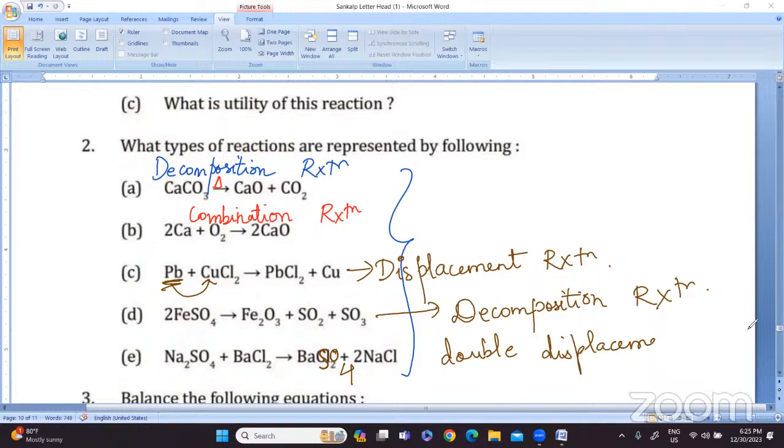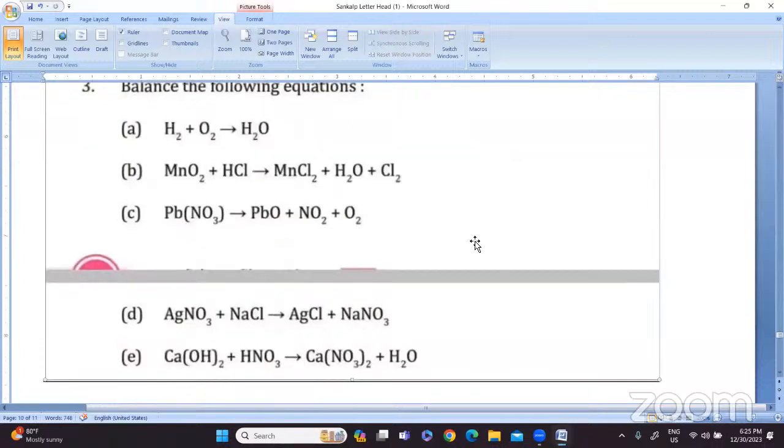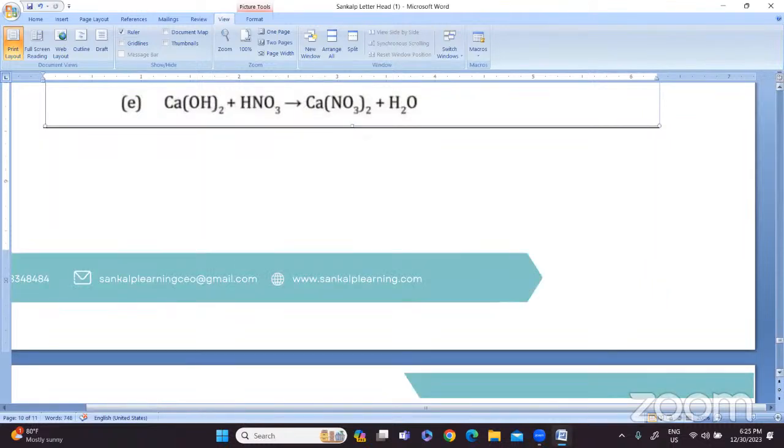So we have seen what chemical reactions are and the types of chemical reactions, and based on this, these are the particular examples. I hope this is clear. Fine, students, moving further. The next question is balancing. Here also you have five.